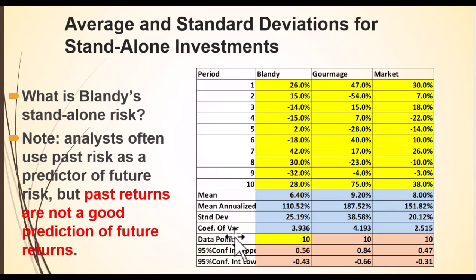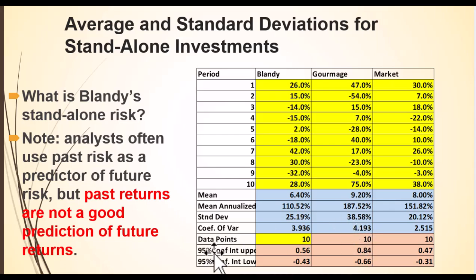So what is the standard deviation? 25, 38, 20. What about the coefficient of variation? We find that the market is the least risky, followed by Blandy, and then followed by Gourmand.